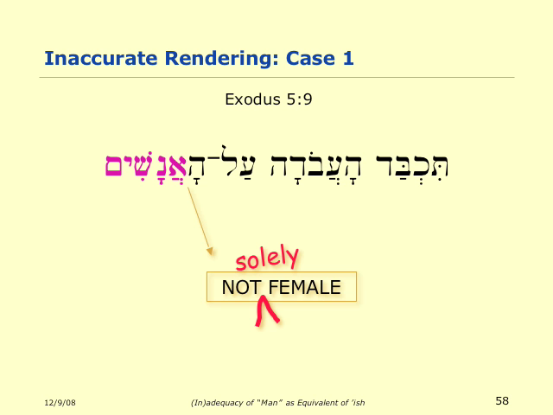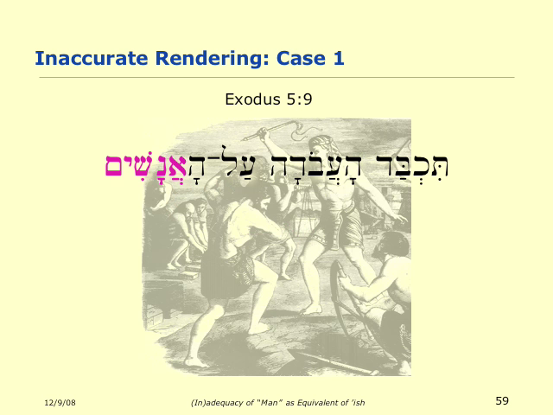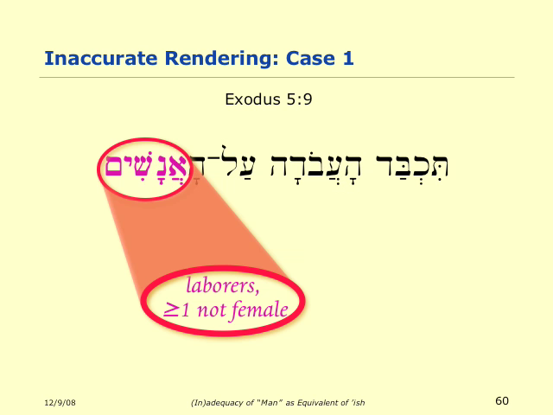But why does the text depict Pharaoh as being so vague? It's because the type of work in question is brickmaking, and in the ancient Near East it was understood that brickmaking was men's work. So under the circumstances, the text's composer could rely on the ancient audience to construe Pharaoh as having only men in mind. Pharaoh did not need to specify gender because it would go without saying. In short, here is our noun's meaning in Hebrew. Laborers, at least one of whom is not female.